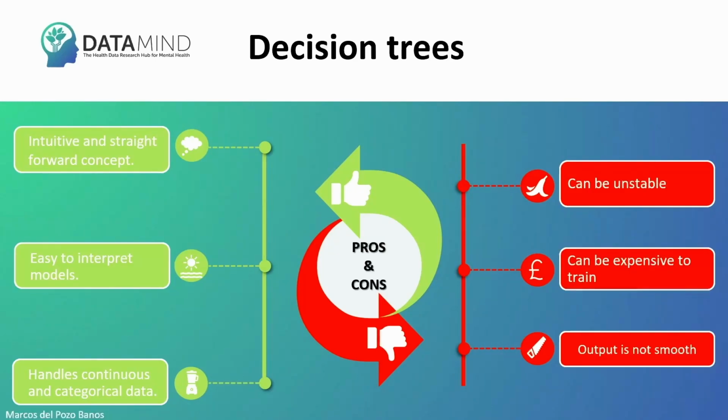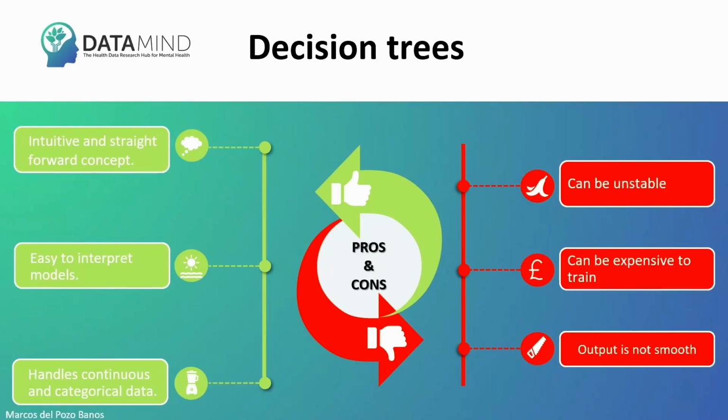In terms of disadvantages, it can be unstable. Decision trees can very easily overfit the training data, which is why we need to carefully set all the hyperparameters that we discussed earlier. They can be expensive to train because they need to scan the data several times. And also, if the trees that we want to build are very complex and large, this can take quite a bit of time.